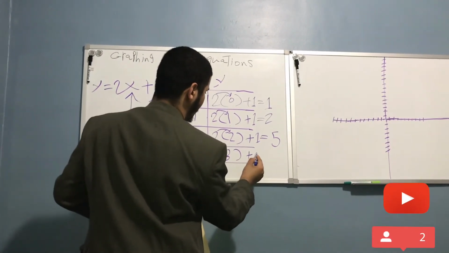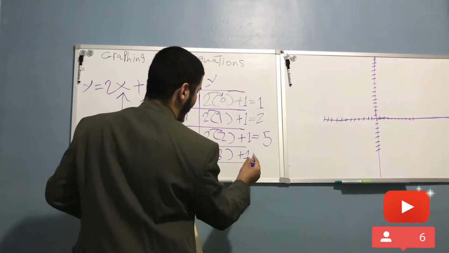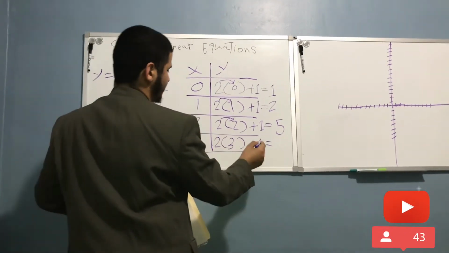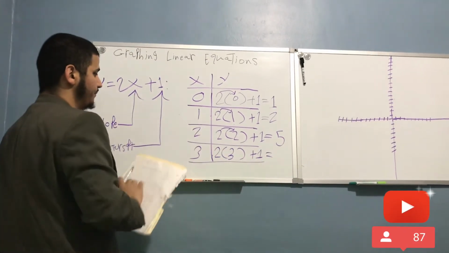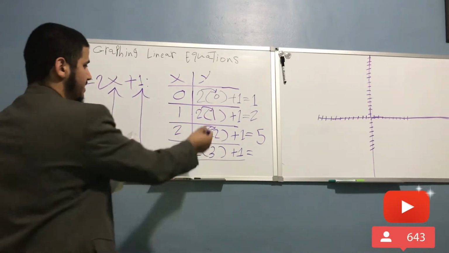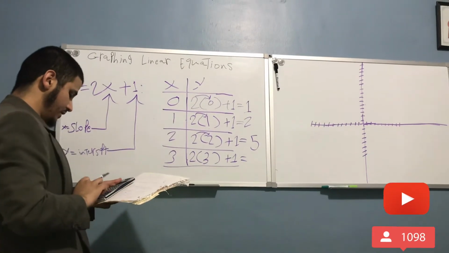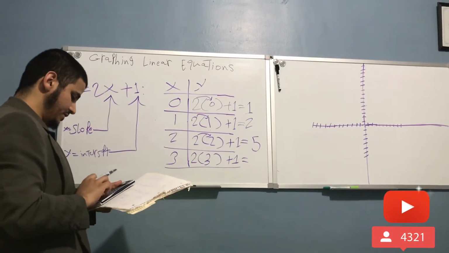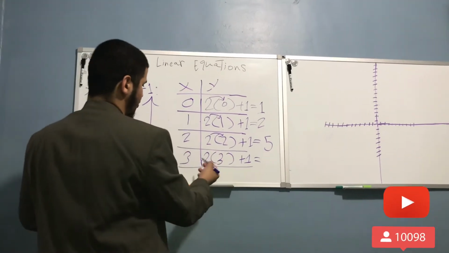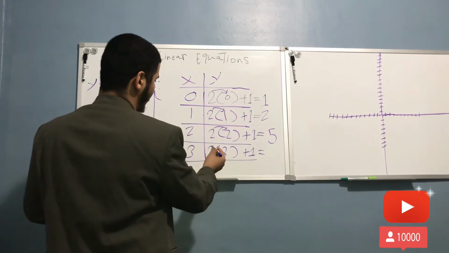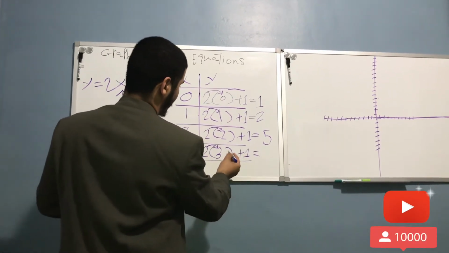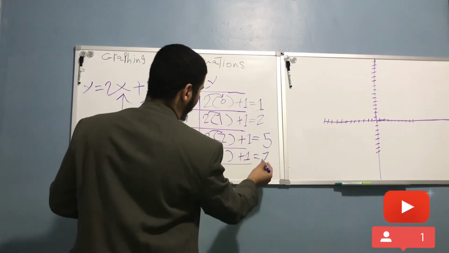Plus 1 equals what? So 2 times 3. You do the 2 times 3, plug it inside the parentheses, and make it clear to solve it. So you do the 2 like this: 2 times 3, which is 6, plus 1, is 7.